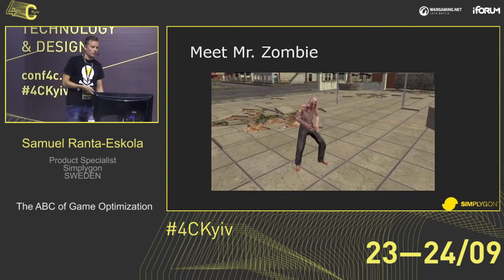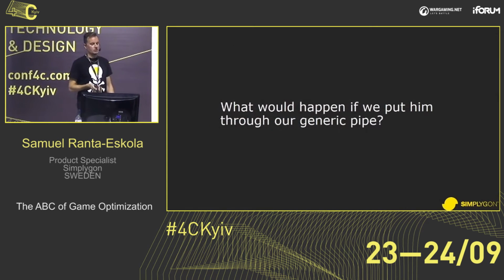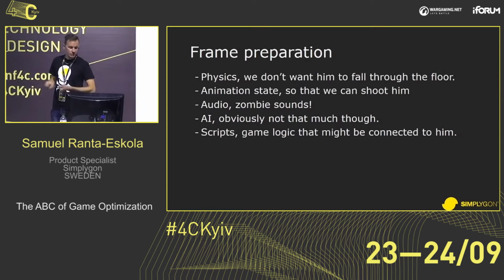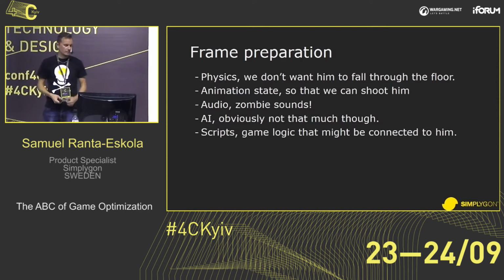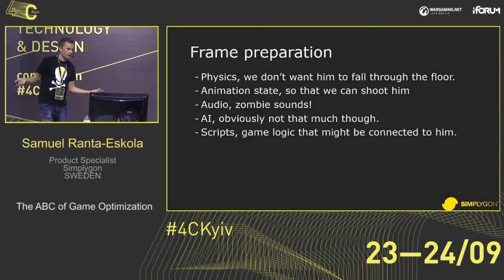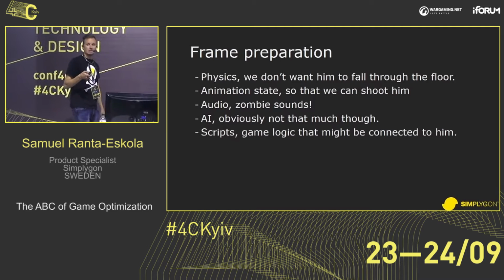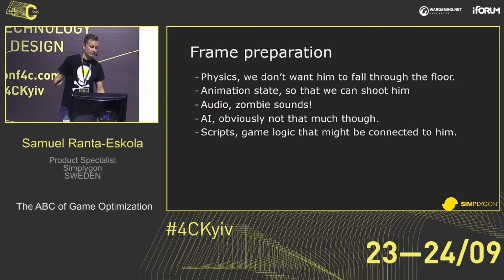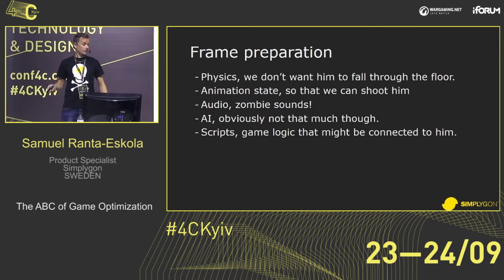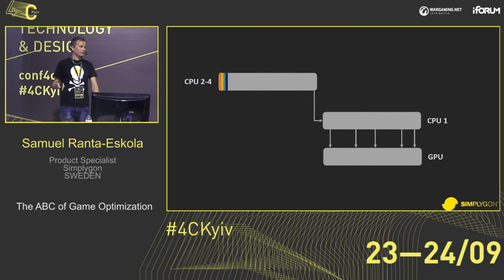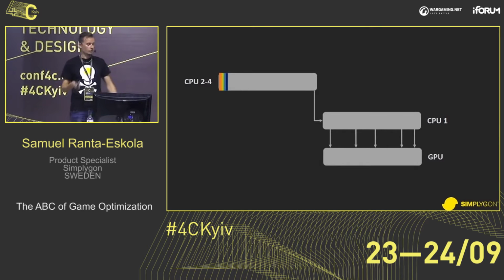We've got a zombie here. What would happen if we put him through our generic pipe? So first, frame preparation. We need to calculate physics for him. We need to do an animation state. If somebody's supposed to shoot him, we need to have that. Audio, make some scary zombie sounds. AI, obviously, not that much, zombie. And some scripts, whatever the game needs to run around this. And this will eat a little bit of time on our CPUs 2 to 4 here.